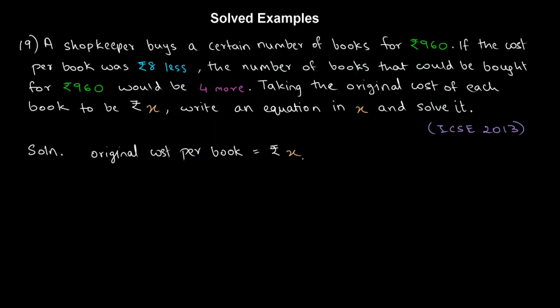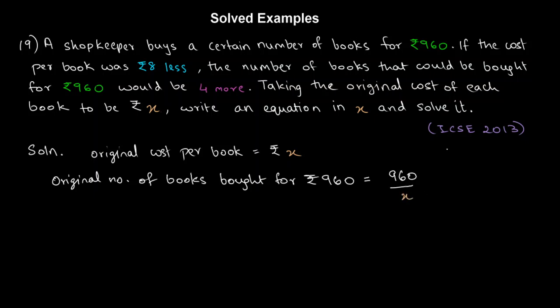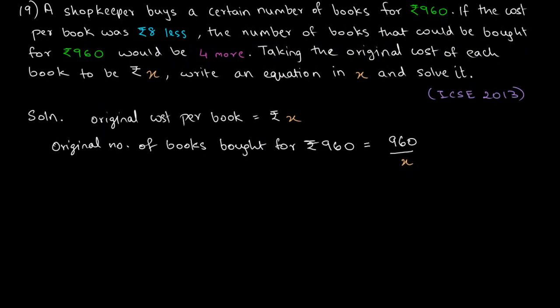Now the original cost per book is rupees X. Number of books, so original number of books bought would be bought for rupees 960, right? Understand, total expenditure is 960, per book cost is X, so the total number of books that will be bought would be 960 divided by X, right? Okay, now that is based on the original condition.